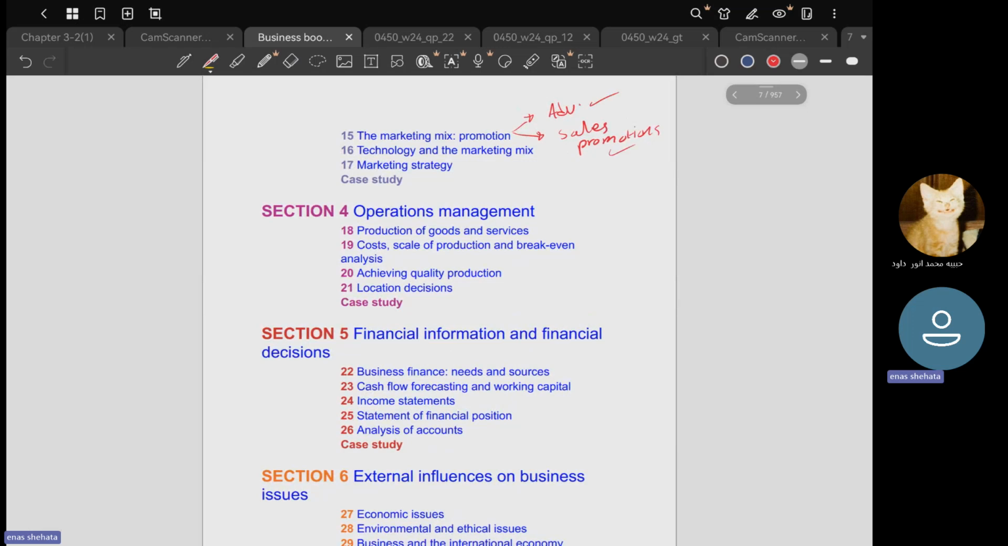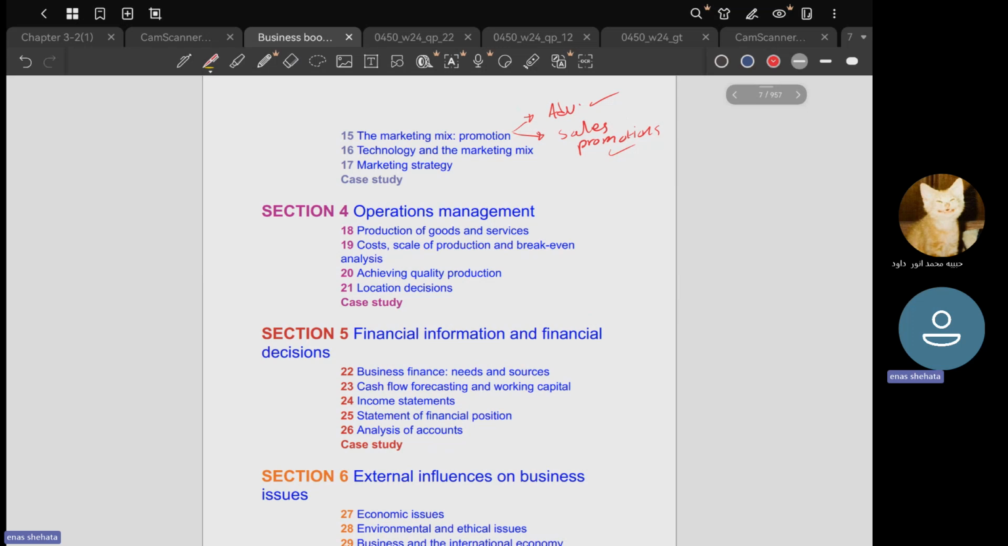Sales promotion means offers. The offers that you will give to your customers, like buy one, get one free, like a reduction in the price, like after-sale service, like the guarantee that you will give to your customer, or gifts inside your product. Like, for example, for some chips, you may put some gifts inside the product so children will be attracted to this product.